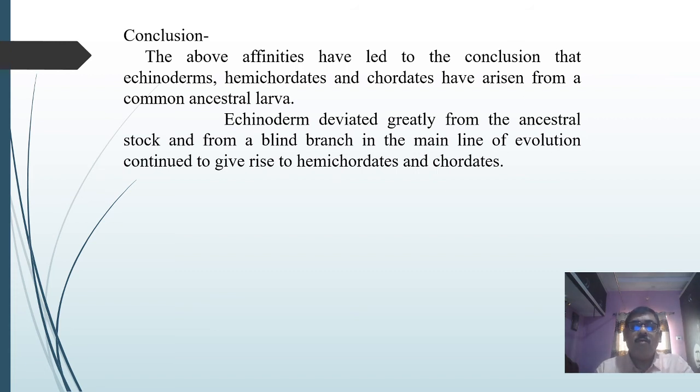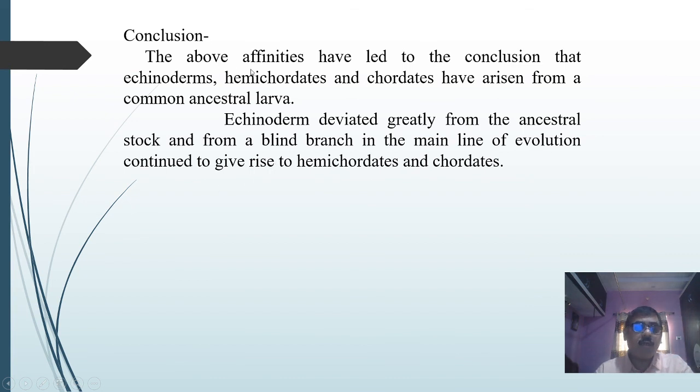So by studying the affinities of Balanoglossus with the echinodermata, chordata, and annelida, we come to the conclusion that echinoderms, hemichordates, and chordates have arisen from a common ancestral larva. Millions of years ago there may have been the same ancestral larva for all these three groups. And echinoderms deviated greatly from the ancestral stock and formed a blind branch in the main line of evolution, while the main line continued to give rise to the hemichordates and chordates.